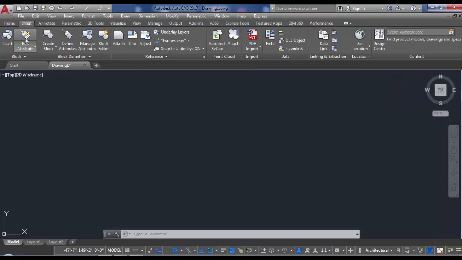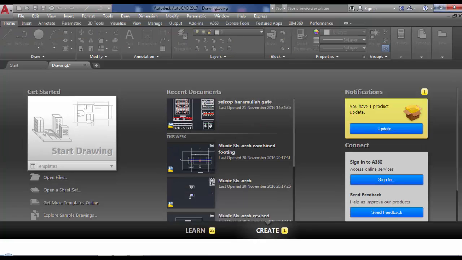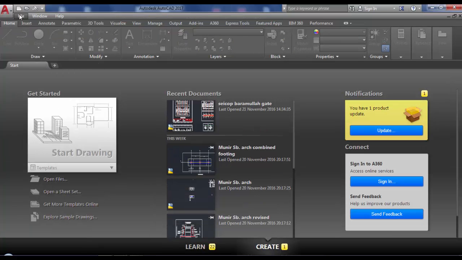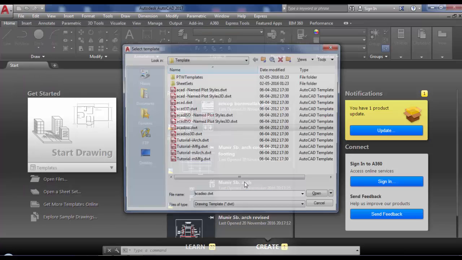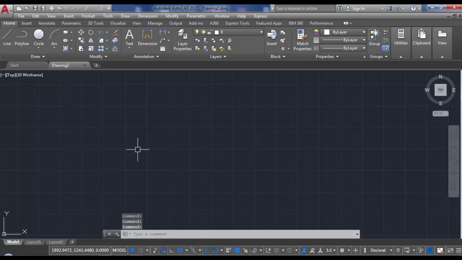Then we have Insert. This is another tab over here. We have various types of tabs over here. We'll be studying them later on. So when we start a new file, for example, I won't save this one. I'll be starting a new file over here: File, New, and I'll be opening a new CAD file. So when I get the new file over here, this is the fresh file.